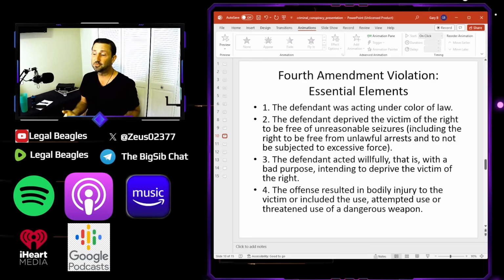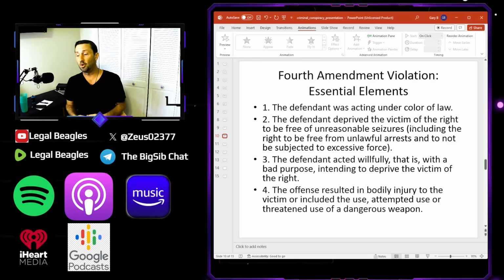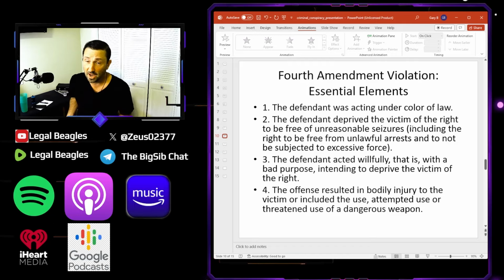And number 4, the offense resulted in bodily injury to the victim or included the use, attempted use, or threatened use of dangerous weapons. So this is going back to the excessive force. And so obviously if they've got a gun on their hip and they've ordered you to do something and they tell you that you will be arrested if you do not, or you will be subdued if you do not comply, then that is enough to offend this statute here, or qualify for these elements here.